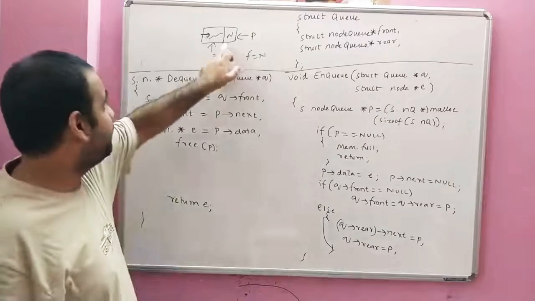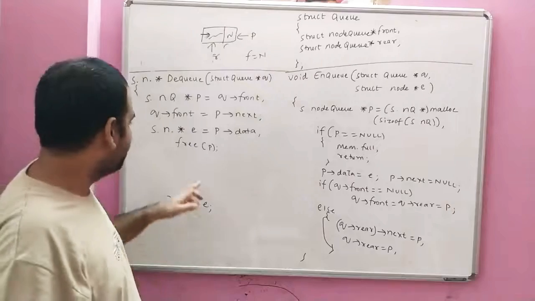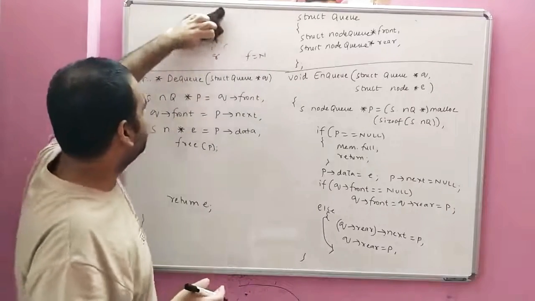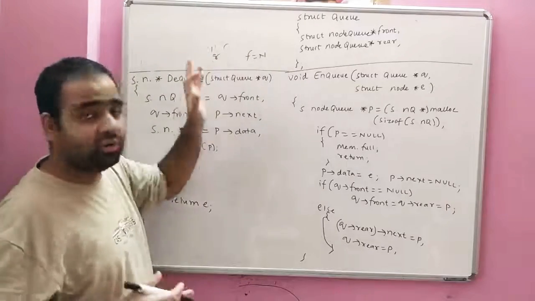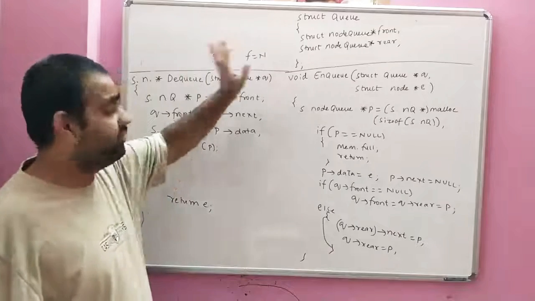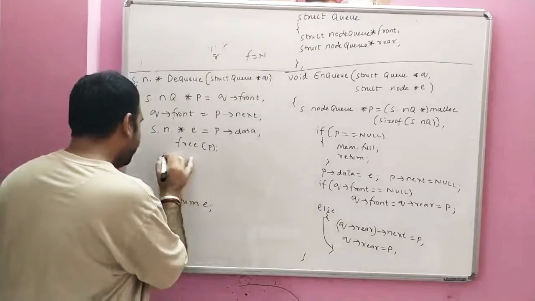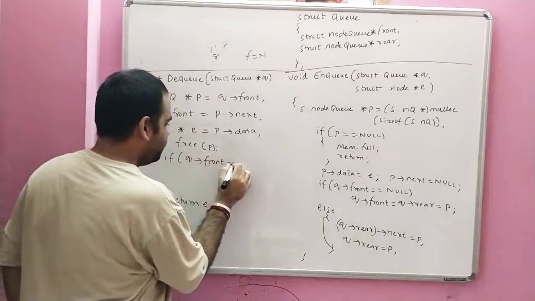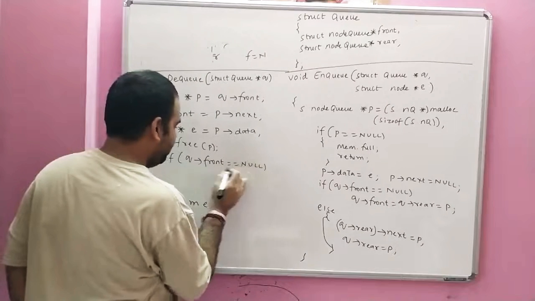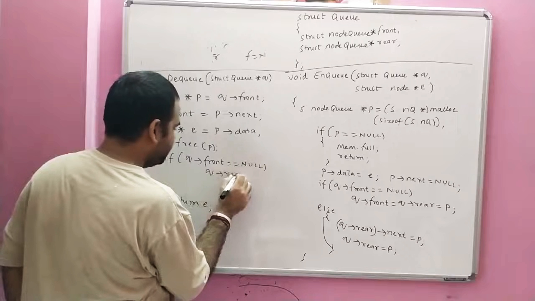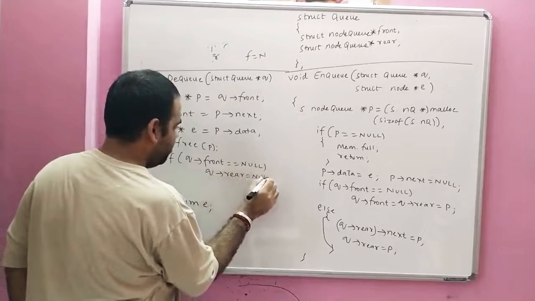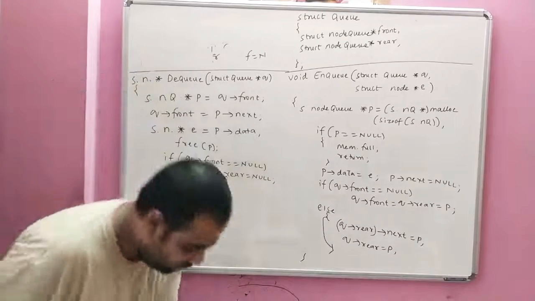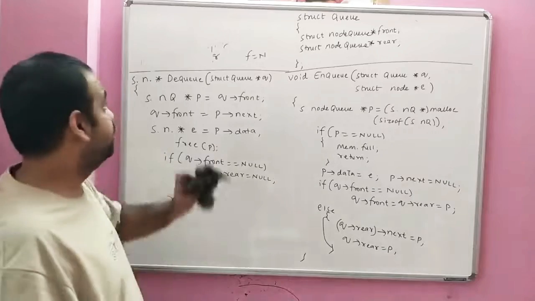E is P arrow data. What is P arrow data? Whatever is the data. Free P. That means this will be gone. Now, rear is pointing to the freed location. That means the value of rear also should become null. If the value of front is equal to null, then what do we say? We say that the value of rear is also null. This is how we write the DQ function.